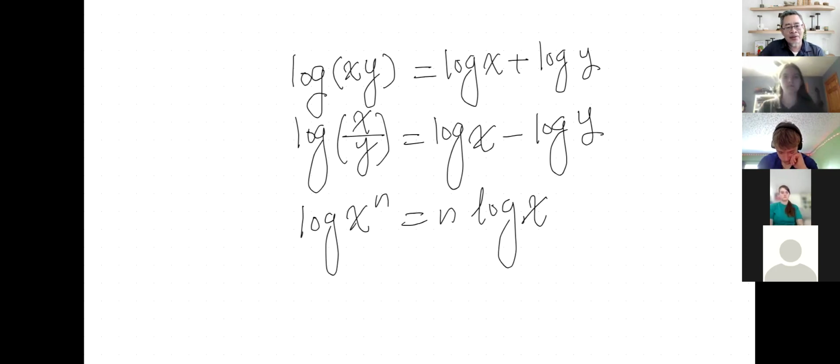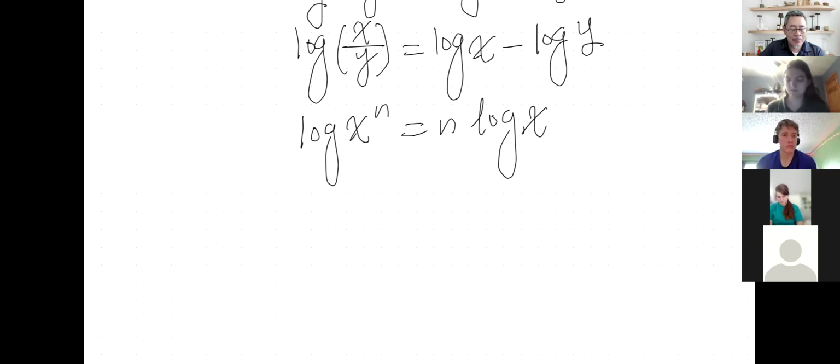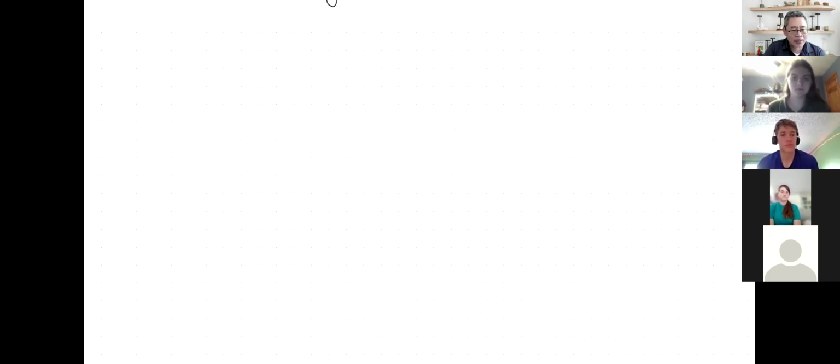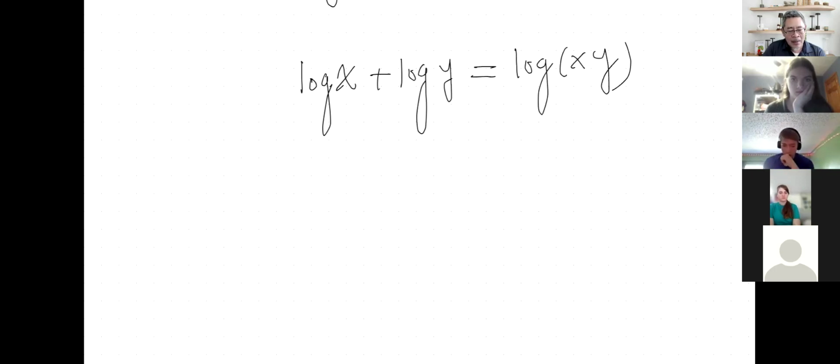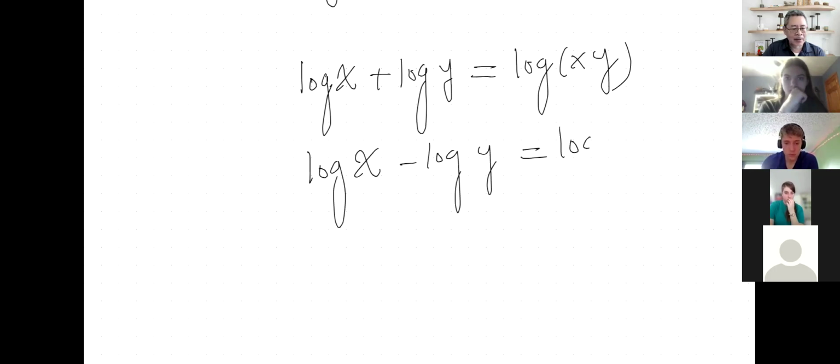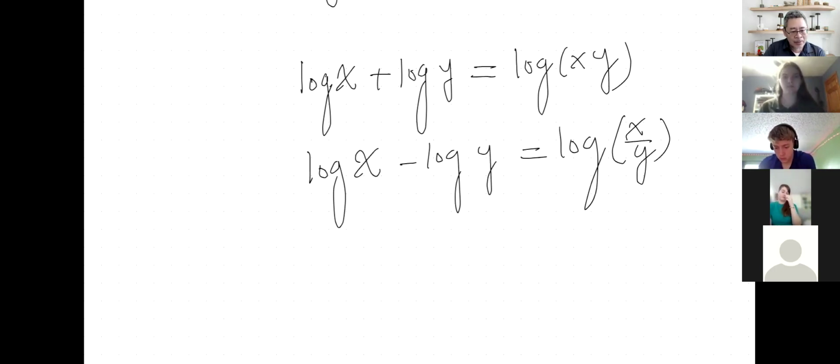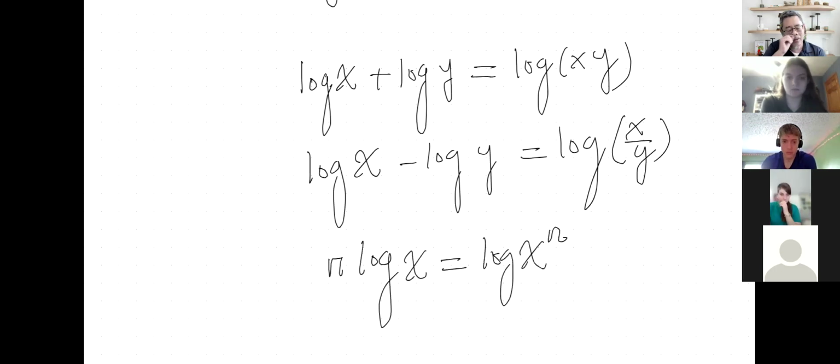Asher and Jet, are you good? Yes, sir. Now we can also go the other way. Log x plus log y is going to equal log xy. We're basically just showing the property we have. Then log x minus log y would be log of x over y. And n log x is just log x to the nth power. So we're just going the other way.